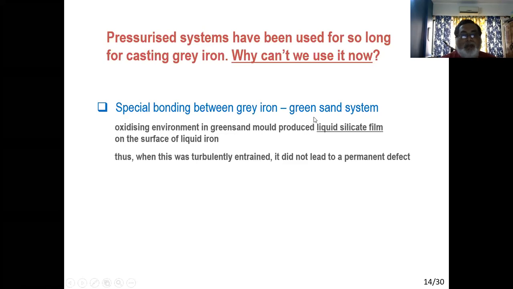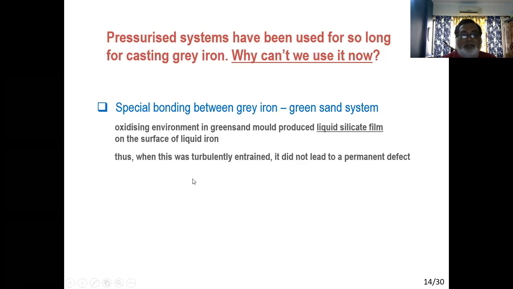What is the relation? The oxidizing environment in the green sand mold produces a liquid silicate film on the surface of the liquid iron, and this silicate film protects the liquid metal. And since it is liquid, there is no solid oxide film commonly found in aluminum or other alloys. Because of that, turbulence is not a problem for this type of system. With gray iron and the green sand system, turbulence is not much of a problem, and we tend to get good quality casting even when the velocity is very high.